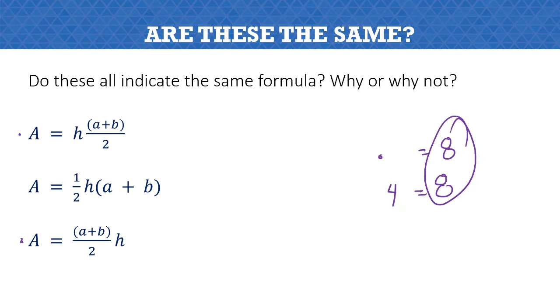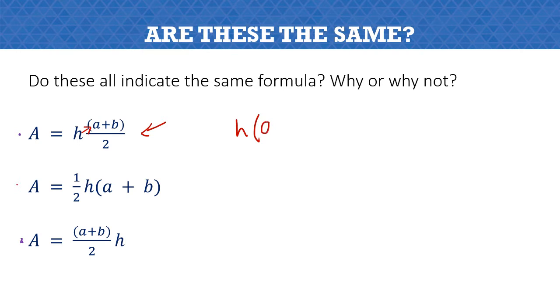So now let's take a look at that second one here. We have 1/2 times h times a plus b. So let's look back at the top one, and let's look at what's being done here. Like I had said, that h is being multiplied times the numerator, so that's like h times a plus b all divided by 2.